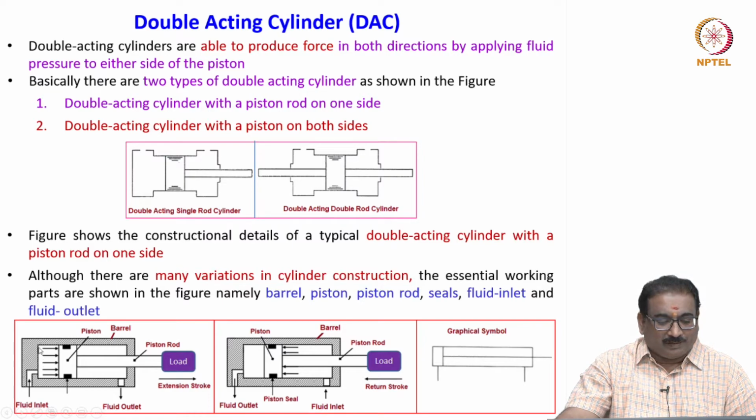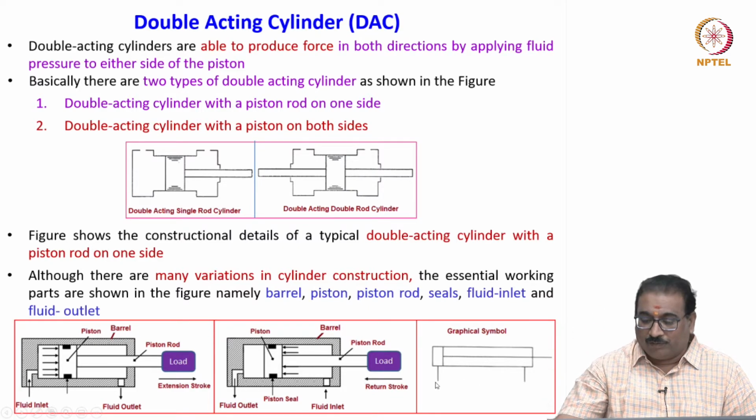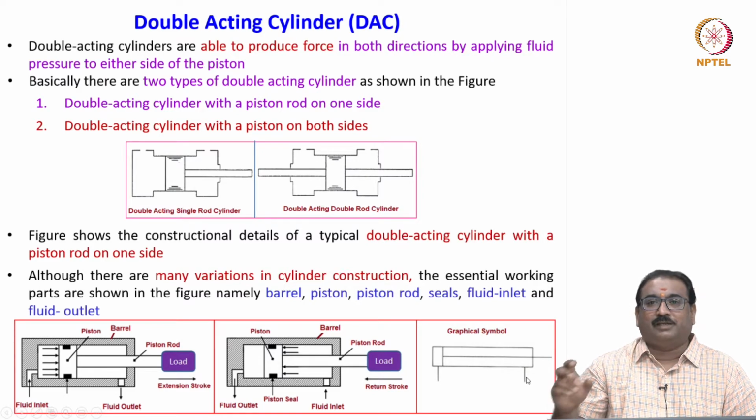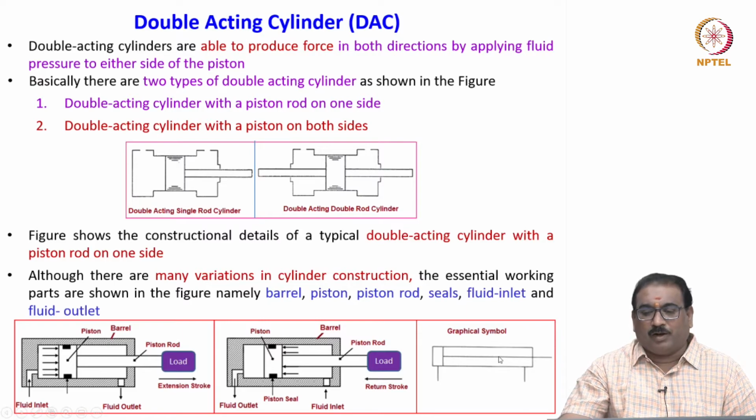Please note here the area over which the fluid acts. It is represented graphically by lines. If you put one line, it is a single acting cylinder. If you put two lines here, it is a double acting cylinder. It is a single rod. Double rod means you have to put one more line here.